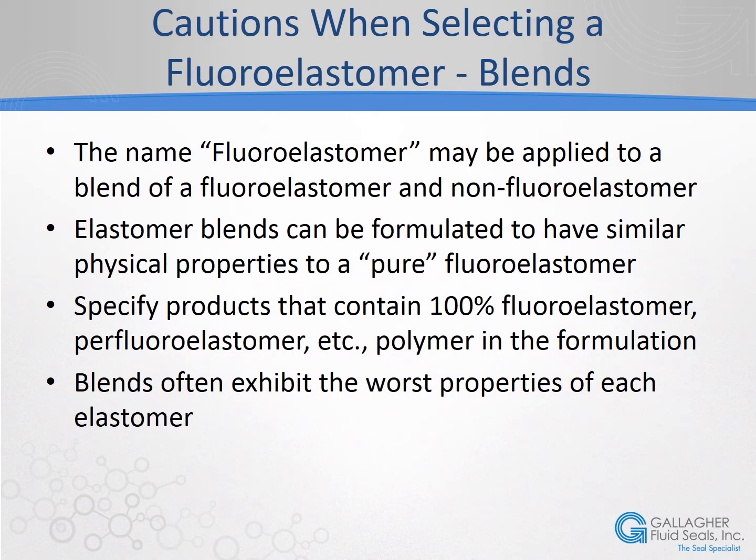Next, be very cautious when selecting elastomer blends. For example, an elastomer that is a blend of ethylene propylene rubber, EPR, and an FKM may be called a fluoroelastomer in a supplier's product literature. The product's physical properties can be in the expected range for a standard elastomer seal. Unfortunately, the performance will be different from a fluoroelastomer produced using 100% FKM polymer. In most cases, blends often have the worst properties of each individual product. The next 2 slides show examples of this.